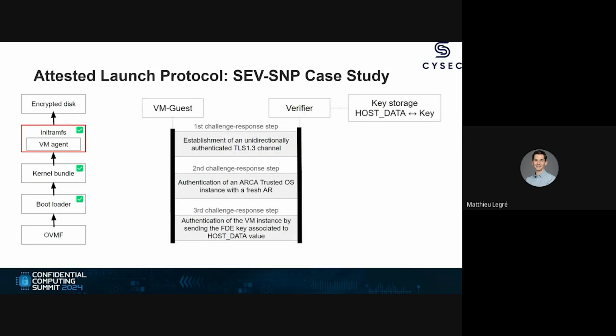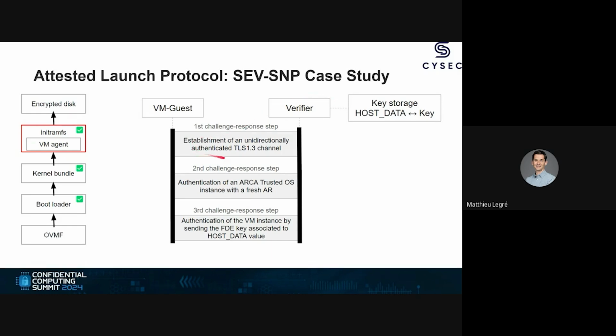This interaction looks like this. So you see on the left part, there is the VM guest or VM agent. On the right part, there is the verifier. So this is what happens on the premises of the end user. And we get a process that goes in 3 steps. So we have 3 steps of challenge and response.